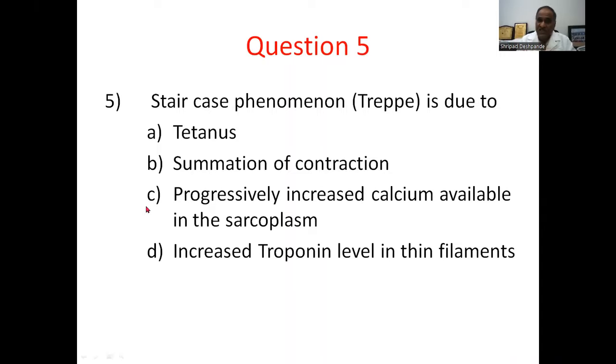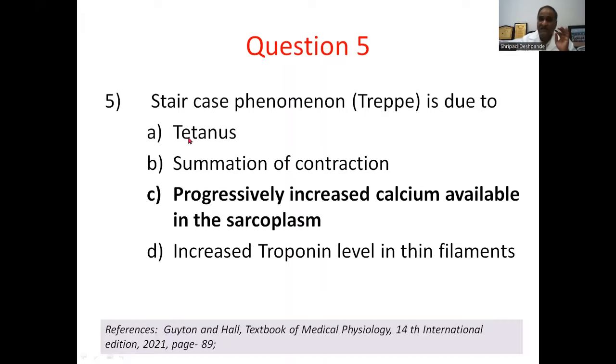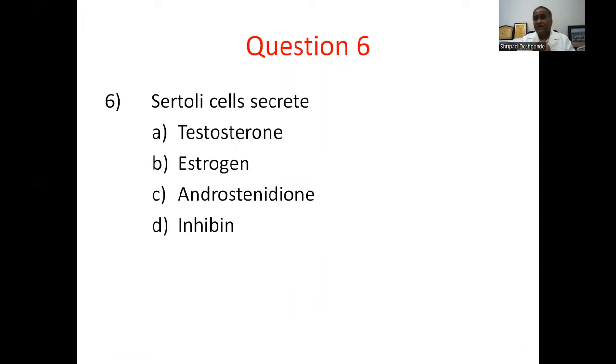So the answer, option C, the progressively increased calcium available in the sarcoplasm, is correct. So this is a correct response. And you can see the reference in Guyton and Hall on page 89. I'm trying to explain this thing, and I have explained to a certain extent. The details you can read in this. Then moving on to question 6.